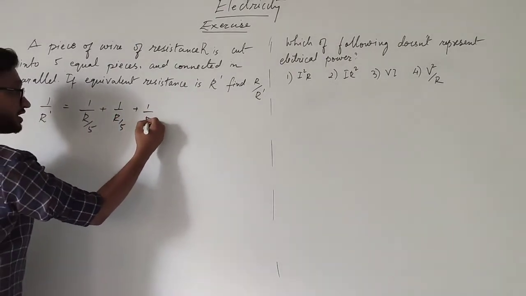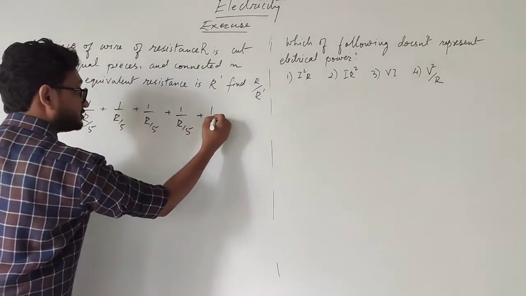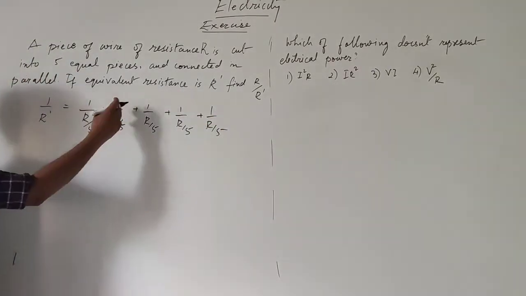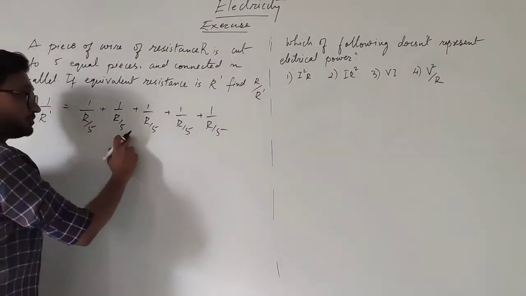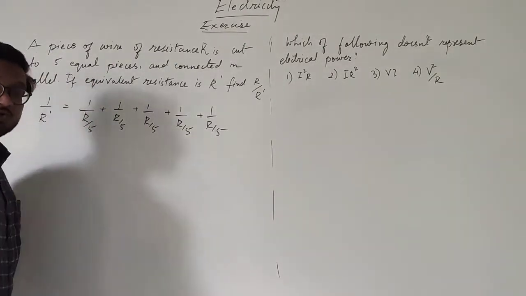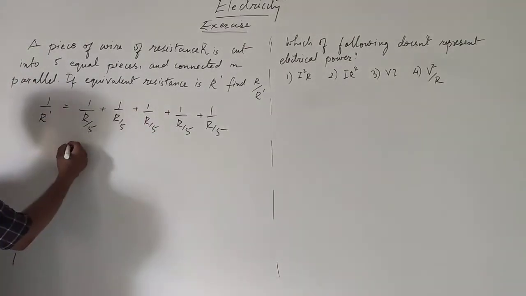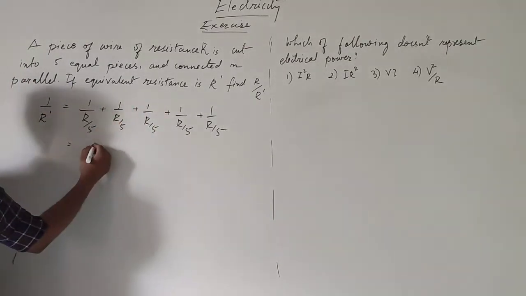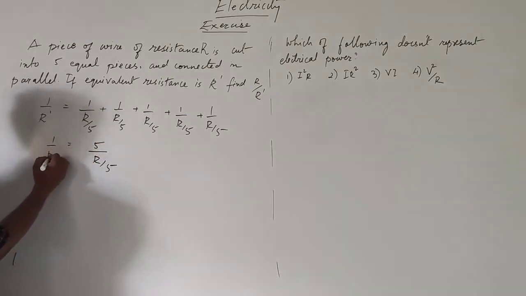Similarly, all those 5 are connected in parallel. So 5 times: 1, 2, 3, 4, 5. Okay. As you can see, the denominator is same, so you don't need to take LCM or anything, you simply need to add the numerator. So 1 plus 1 plus 1, it will become 5 upon R by 5. This is 1 upon R dash.